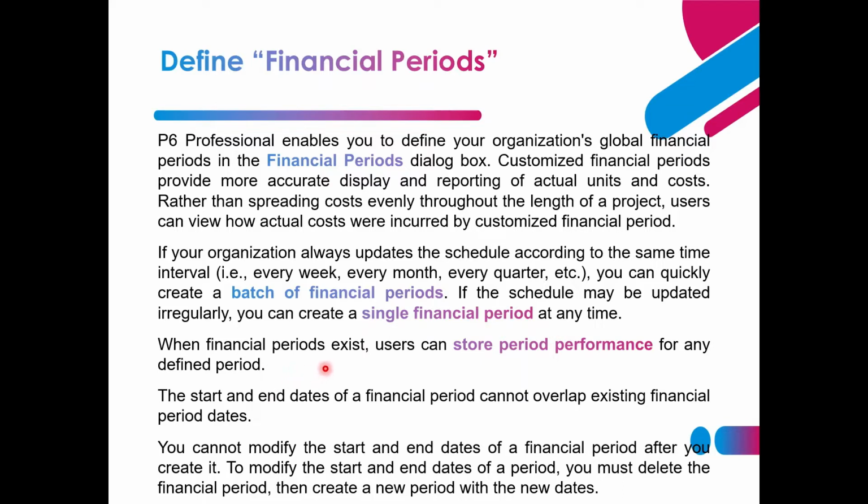When financial period exists, users can store period performance for any defined period. The start and the end dates of the financial period cannot overlap existing financial period dates. You cannot modify the start and end dates of the financial period after you create it. To modify the start and the end dates of the period, you must delete the financial period, then create a new period with the new dates.